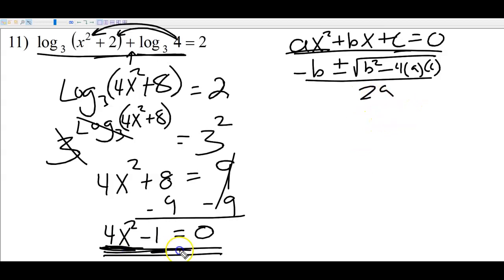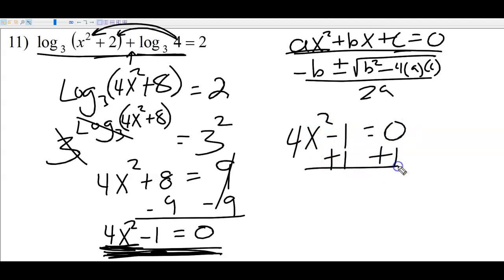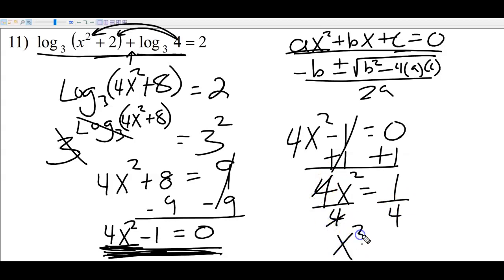So another way to solve this is by factoring, but I'm going to use another strategy. Anytime you have just one x there, a good thing to do would be just to get the x by itself. So what do I mean by that? I mean just do basic algebra. Add 1 on both sides, divide by 4 on both sides, and to get rid of the square, we square root on both sides.